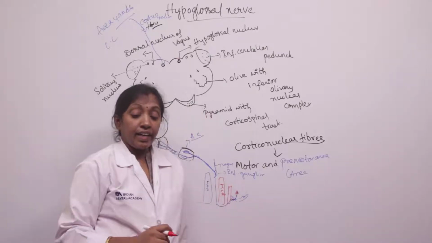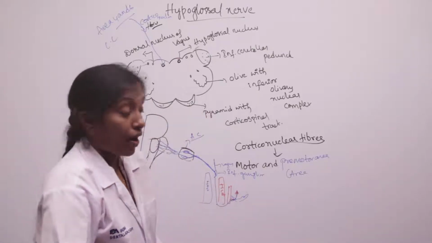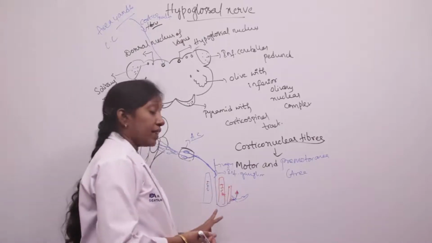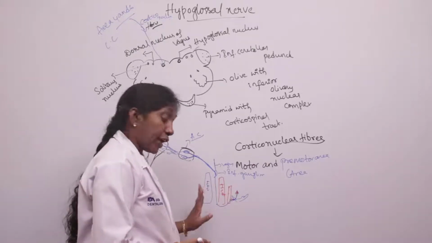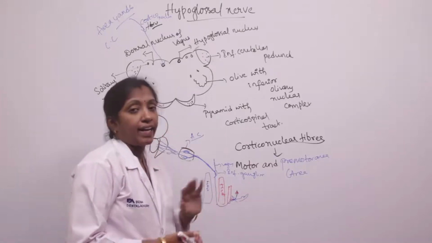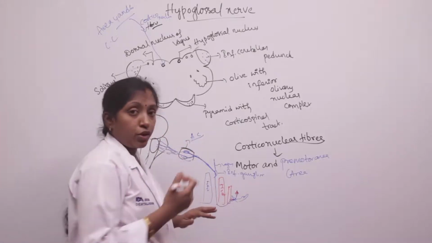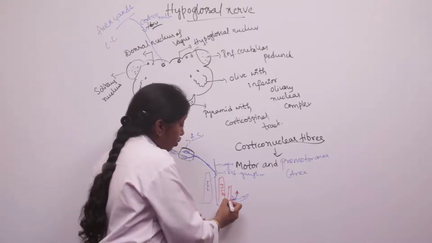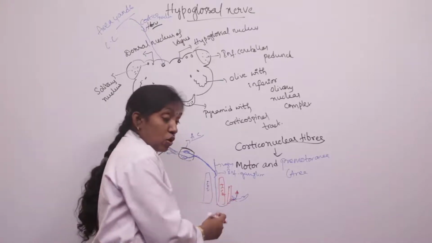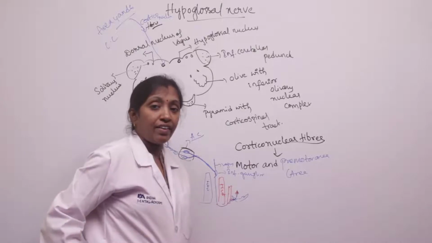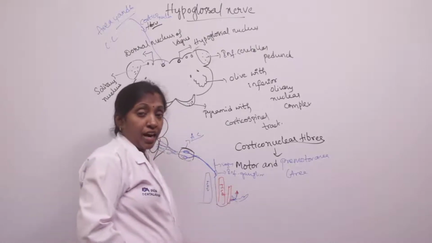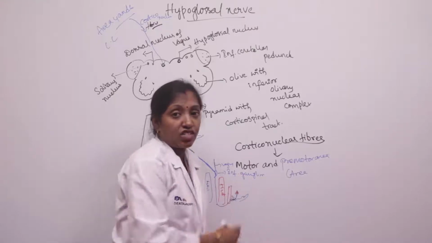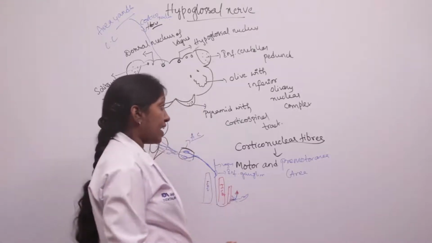It then enters into the digastric triangle. So here the hypoglossal nerve from the carotid triangle enters into the digastric triangle. How does it enter the triangle? It crosses the internal carotid artery, the external carotid artery, and also the lingual artery, which is nothing but a branch of the external carotid artery, and it crosses the hyoid bone and enters into the digastric triangle.